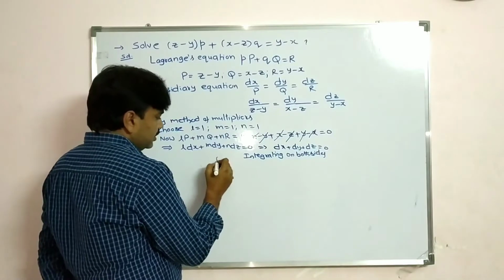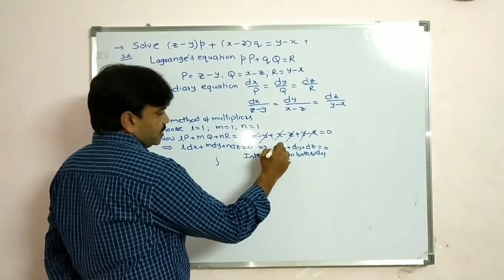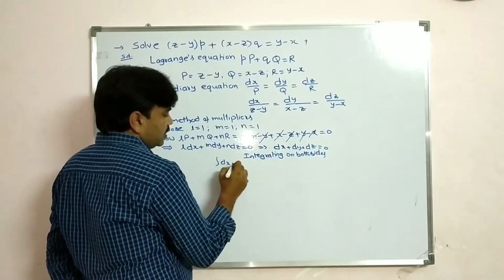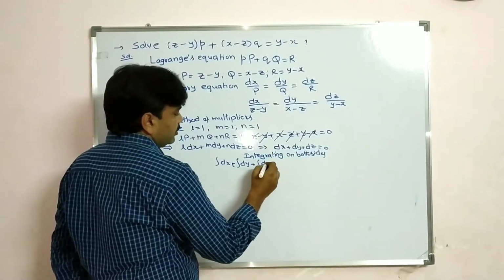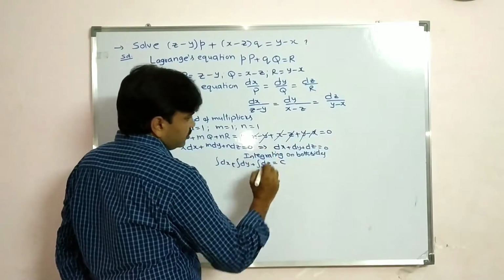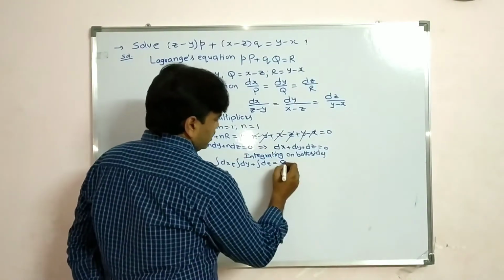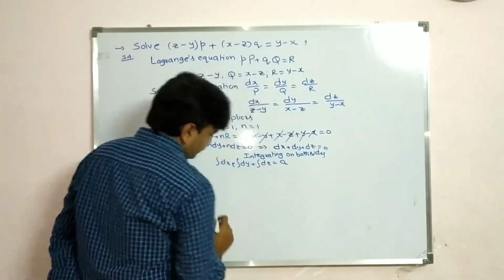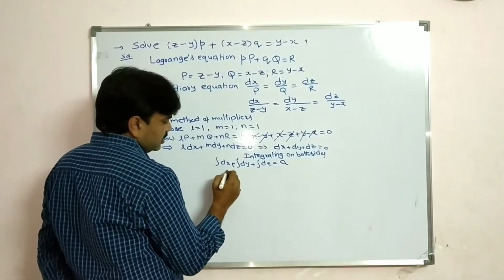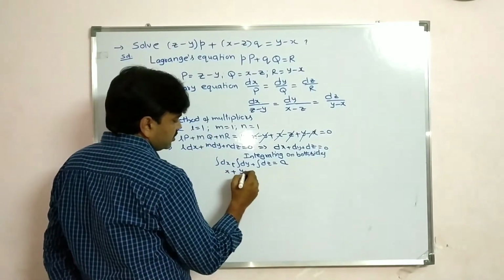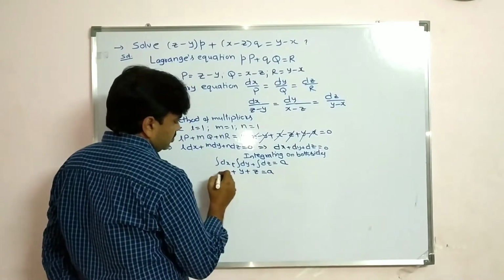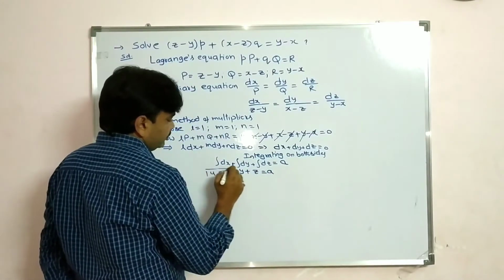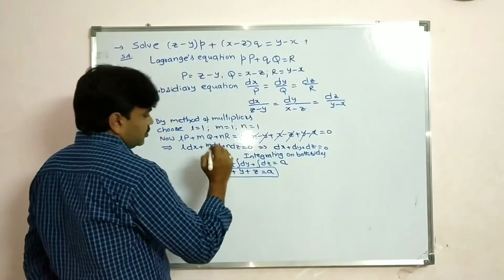Now we get the integral of dx plus the integral of dy plus the integral of dz, that is equal to the integral of 0, students. We get a constant, say a. Now the integral of dx is x, the integral of dy is y, the integral of dz is z. So x plus y plus z is equal to a, students. Say this is u. This is the first solution, students.